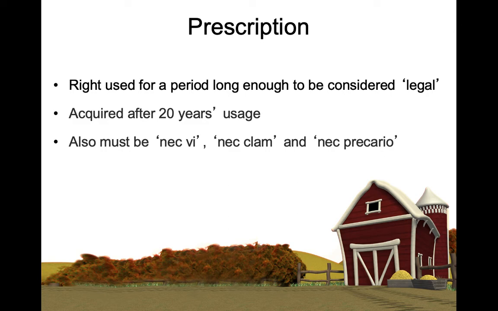Nec clam is without secrecy. So you haven't snuck onto the land, because that's not how a true owner, or the true user of an easement, would behave. And nec precario, without permission. That you haven't asked somebody if you can use it, because if it's your legal right to use that easement, then you don't need to ask somebody's permission. If all three have been proven, then that person is recognised as a user as of right.